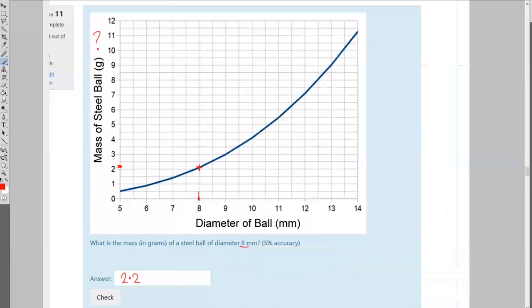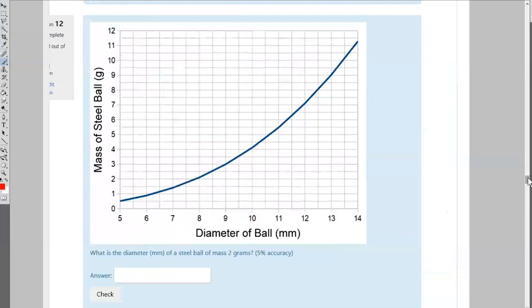Good. Only had one wrong so far, which is they got the mix up. And this time, of course, we're going around the other way. What's the diameter this time? So we're trying to find diameter, and the mass is 2. So we start with a 2 gram mass, which is this line here, which hits right there. It takes us down to about there. The diameter will be about 7.8 millimeters.